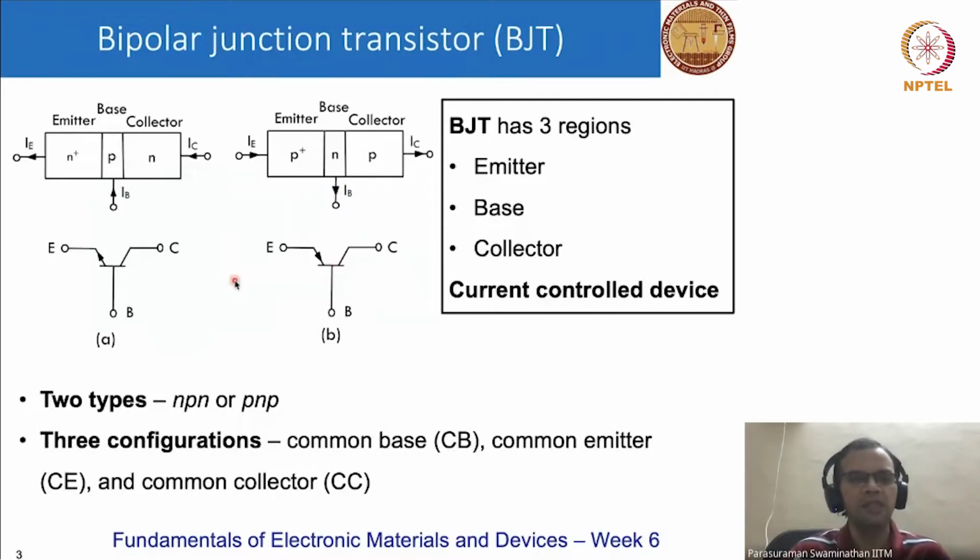The transistor has two PN junctions, so there is a junction between the emitter and the base, and similarly there is a junction between the base and the collector, and it has three terminals linking the emitter, the base and the collector. There are three configurations in which a BJT is operated. It can either be a common base, common emitter, or a common collector.